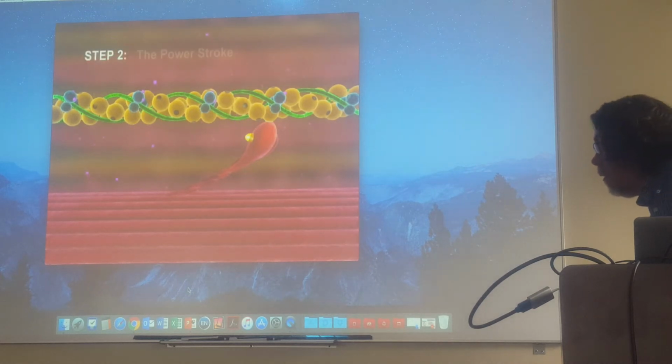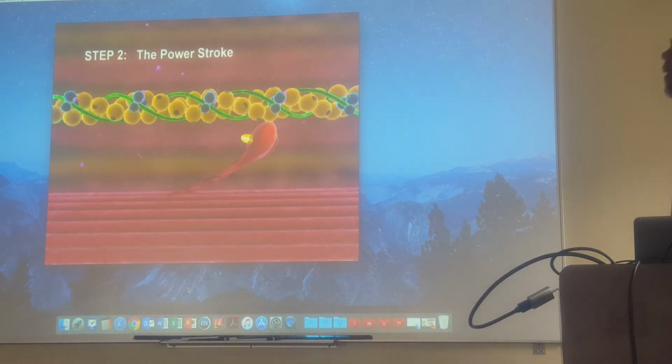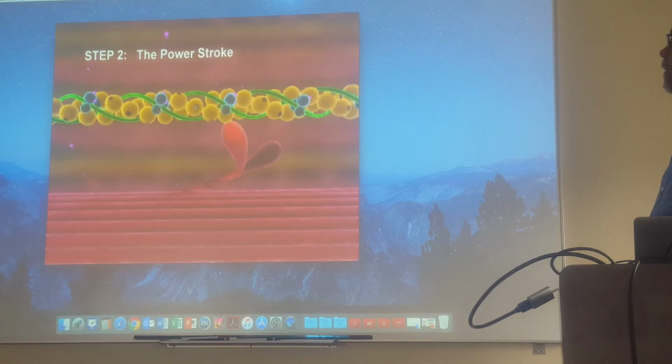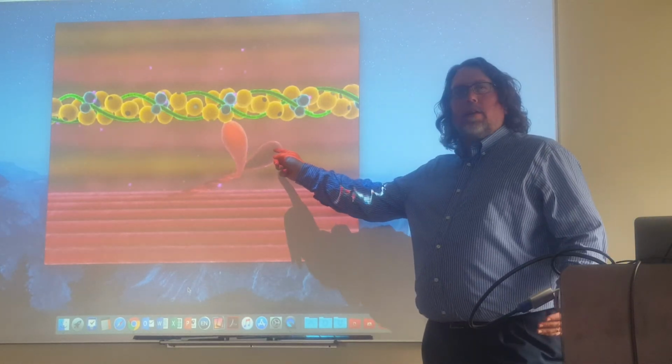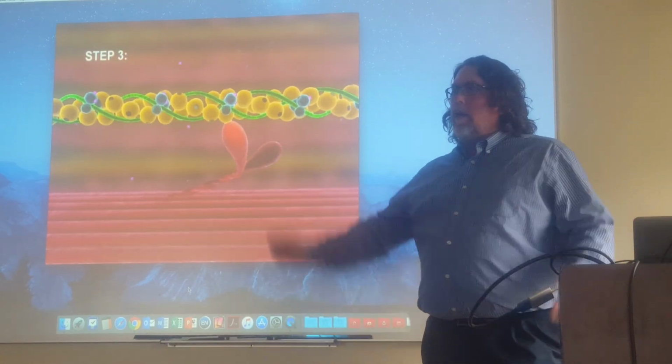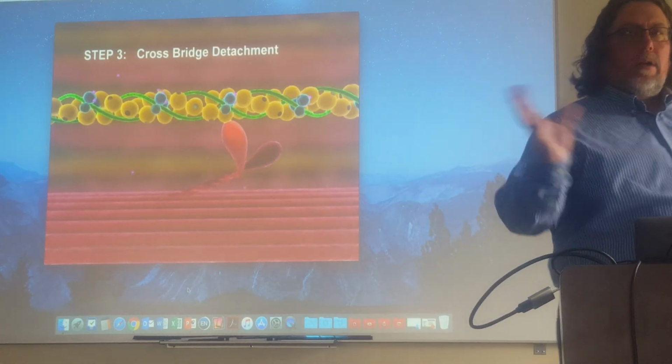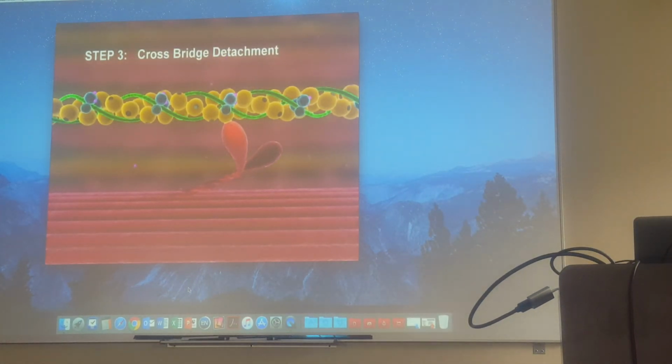Step 2. The power stroke. ADP is released, and the activated myosin head pivots, sliding the thin myofilament toward the center of the sarcomere. Notice that one didn't move. Step 3. Cross-bridge detachment. When another ATP binds to the myosin head, the link between the myosin head and actin weakens, and the myosin head detaches.